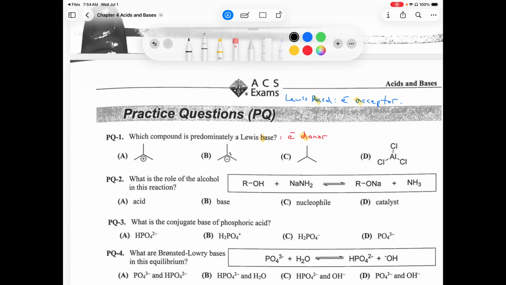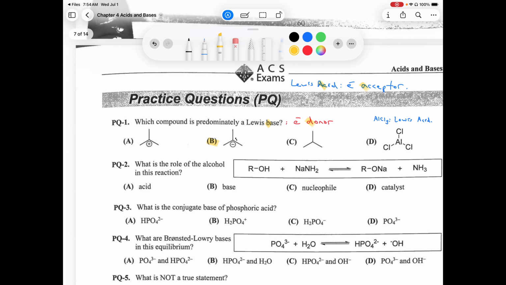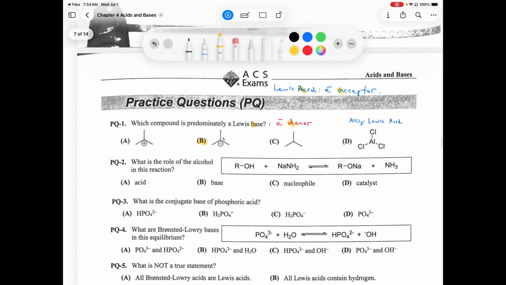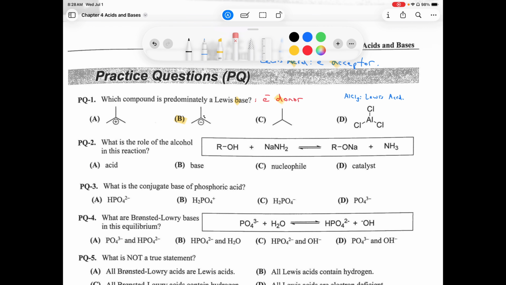And then aluminum trichloride, D, is actually one of the most classic Lewis acids. I would actually recommend memorizing that AlCl3 is a Lewis acid. It's an electron acceptor, and the reason is that aluminum has an empty 2p orbital, and so it can accept electrons. And so the answer is going to be B. We have a negative charge plunked right on that carbon of our carbanion, and so it's going to be a Lewis base.